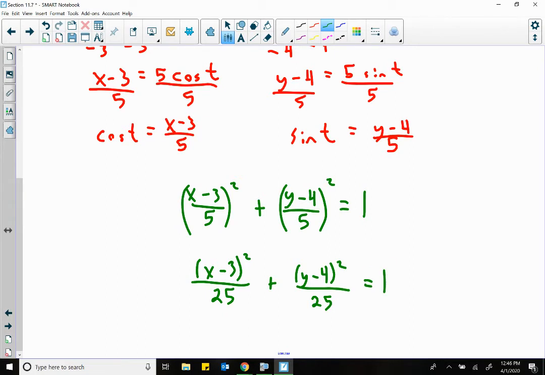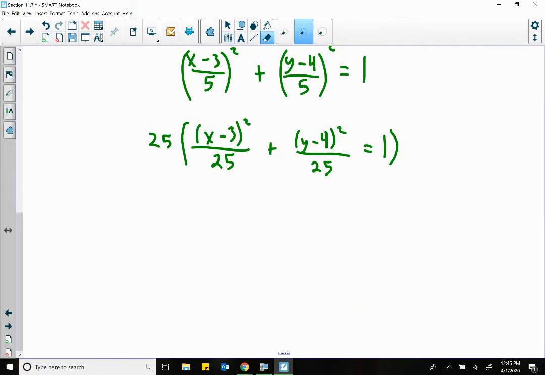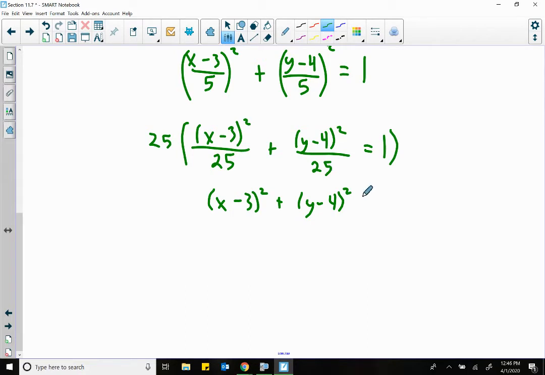All we have to do now, just like what we did before when we had the 11 in the denominator, we don't really want that, so we're just going to multiply this whole thing by 25 to get rid of it. And what we end up with is the equation of a circle. X minus 3 squared, because the 25s cancel out, plus y minus 4 squared, because the 25s cancel out, and 25 times 1 is 25.